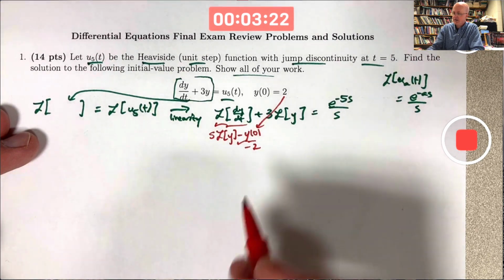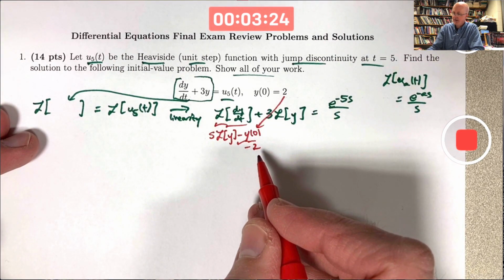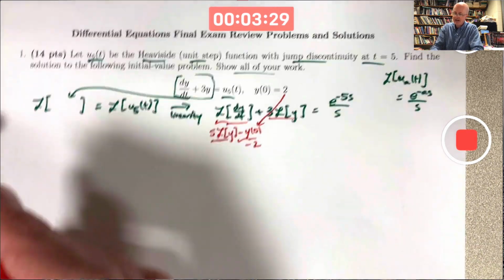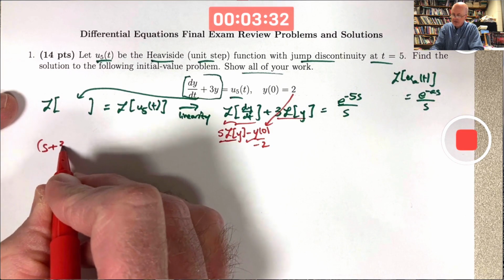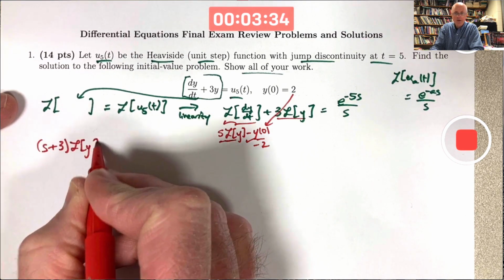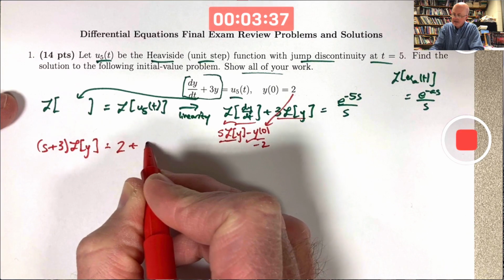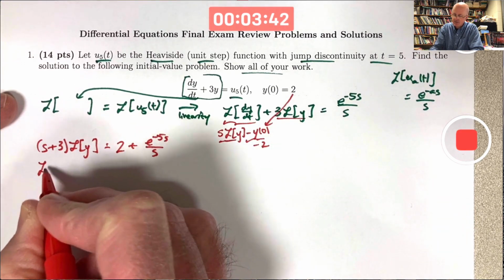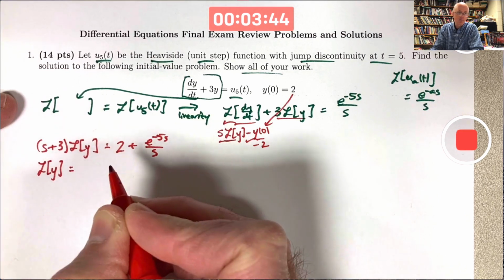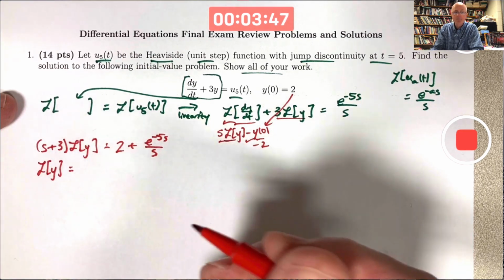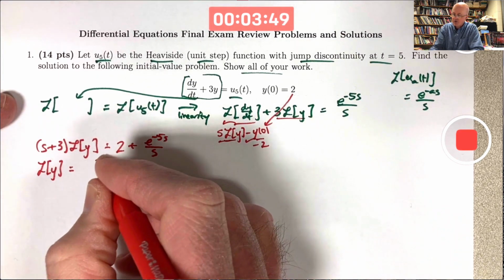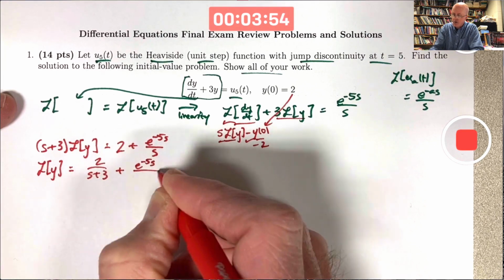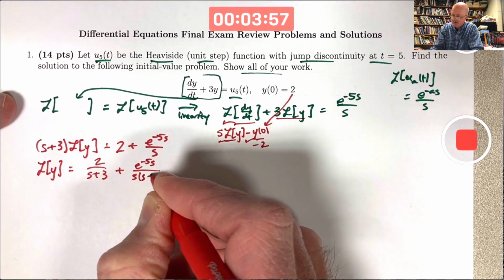That's the way we do it. First, add 2 to both sides of this equation, and then you've got 2 factors that involve L of y. You can factor it out to write (s plus 3) times L of y equals 2 plus e to the negative 5s over s. Now divide both sides by s plus 3. We can say the Laplace transform of the unknown solution function y, which is a function of time, is 2 over (s plus 3) plus e to the negative 5s over the product of s and (s plus 3).